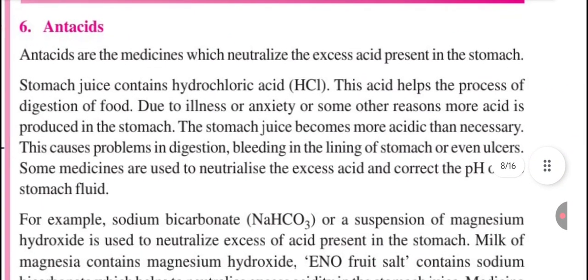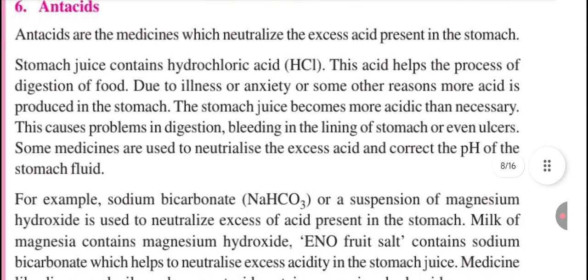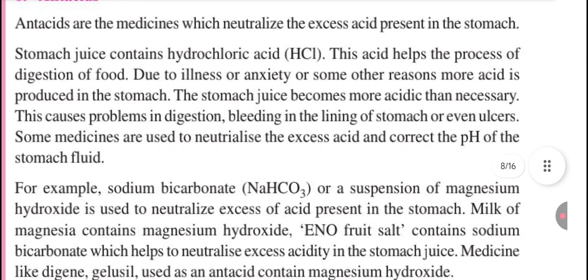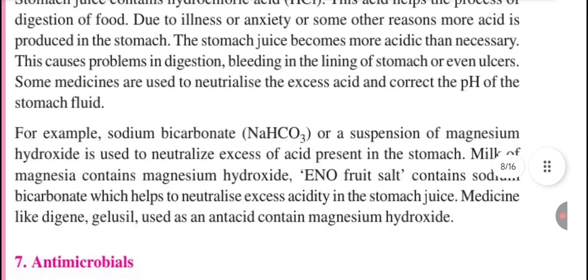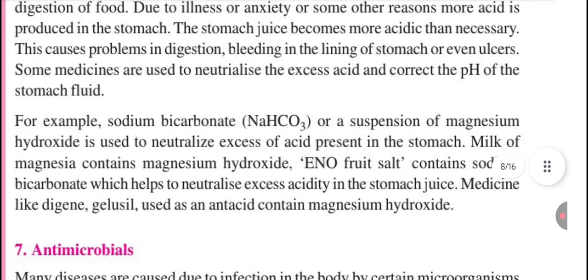Sixth, antacids. Antacids are the medicines which neutralize the action of acid present in the stomach. Stomach juice contains hydrochloric acid. This acid helps the process of digestion of food. Due to illness or anxiety or some other reasons, more acid is produced in the stomach. The stomach juices become more acidic than necessary. This causes problems in digestion, bleeding in the lining of the stomach, or even ulcer.